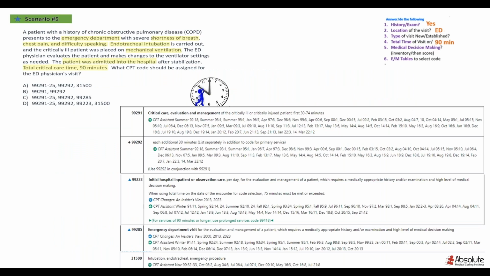So, coders, let us answer these questions first. Is there a medically appropriate history or examination performed for this scenario? The answer is going to be yes. What is the location of the visit? It's an emergency department visit, and we are coding for the services provided by the emergency department physician. The type of the visit is not important here. Total time of the visit is going to be 90 minutes. So we are not going to use the MDM table here.